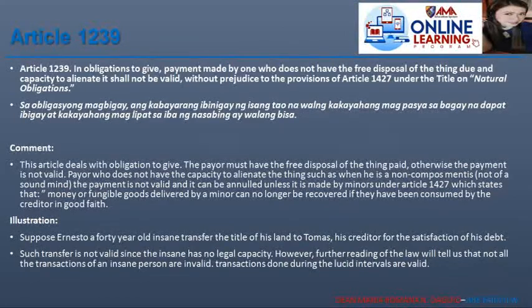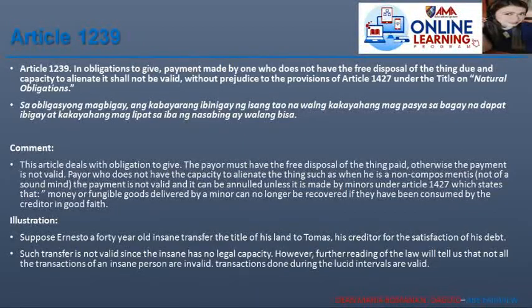So kung sino man ang nakipag-transact, class, nagbigay, na wala sa tamang pag-iisip, halimbawa, wala sa tamang katinuan, ito ay hindi valid. So this article deals with obligation to give. Ang pinag-uusapan natin dito ay yung prestation to give. Ang obligasyon mo ay magbigay. The payer must have the free disposal of the thing paid. Otherwise, the payment is not valid.